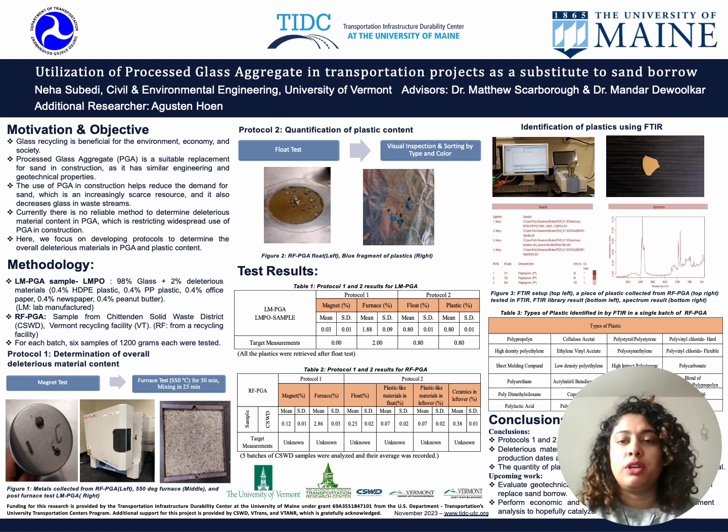At present, the only reliable method to determine these deleterious materials is visual inspection and manual picking, which is not just tedious and unreliable, but practically impossible. So, the main goal of this project is to develop straightforward and reliable methods to quantify these materials in PGA and establish PGA as a sustainable construction material.